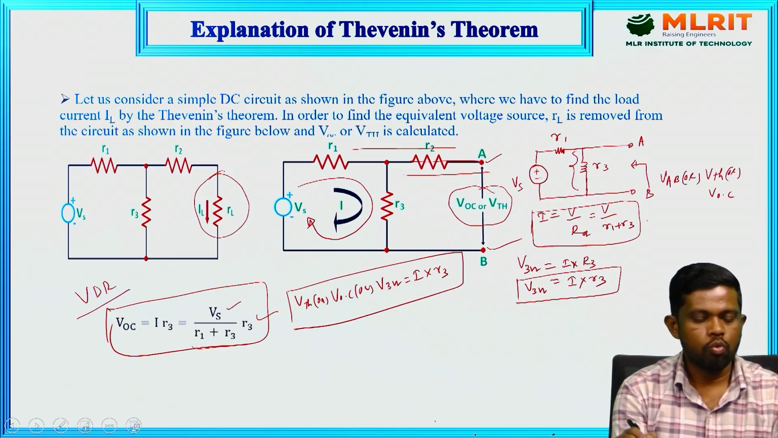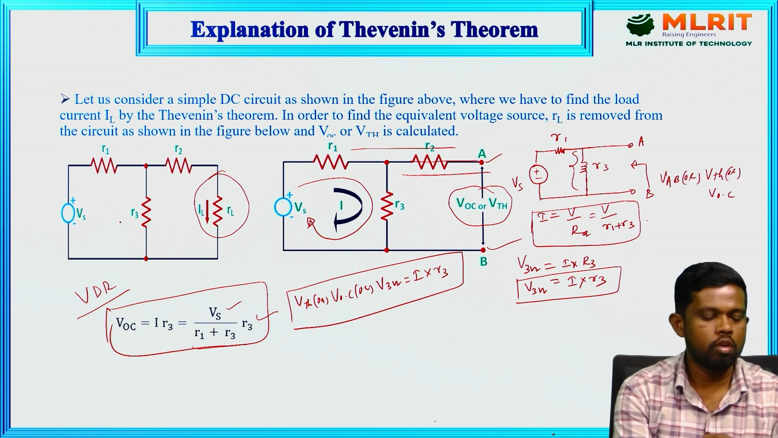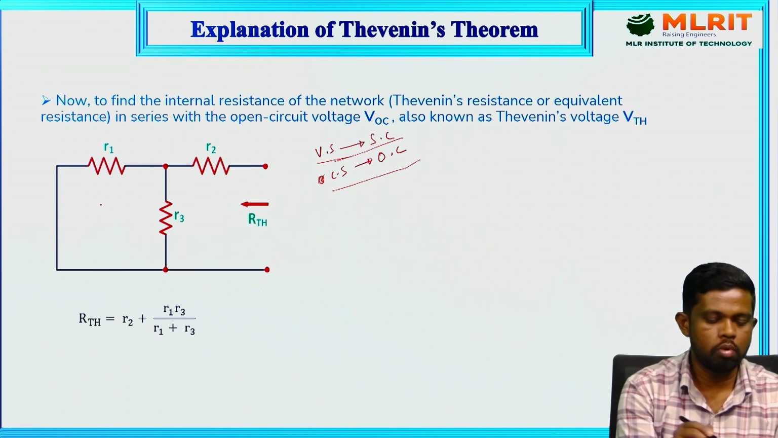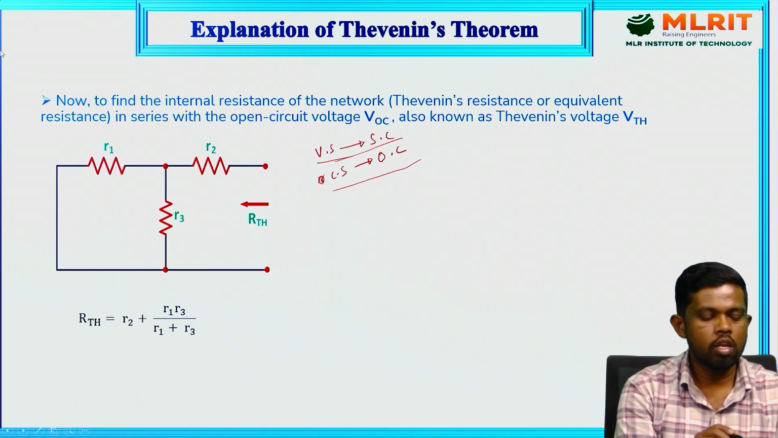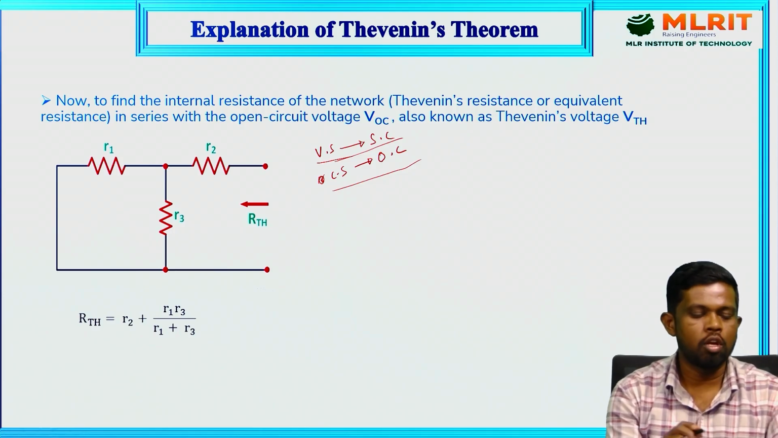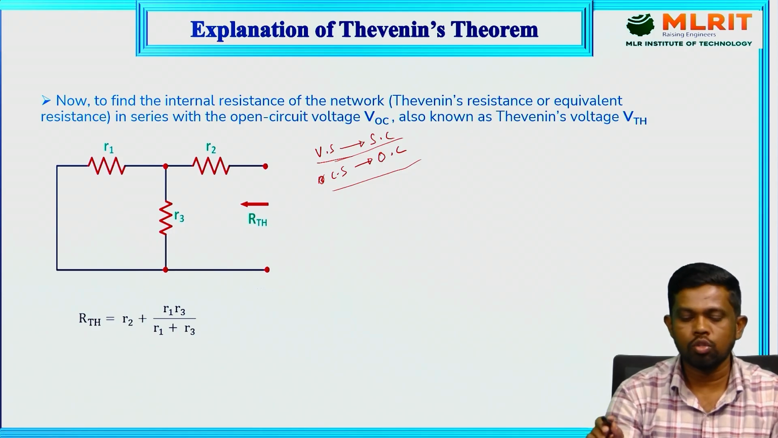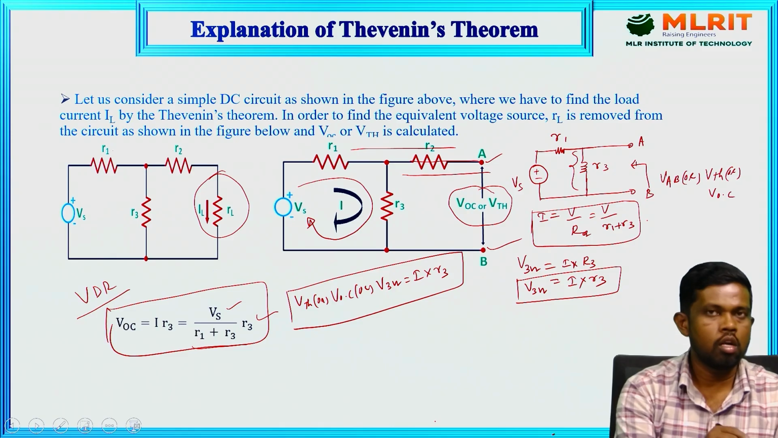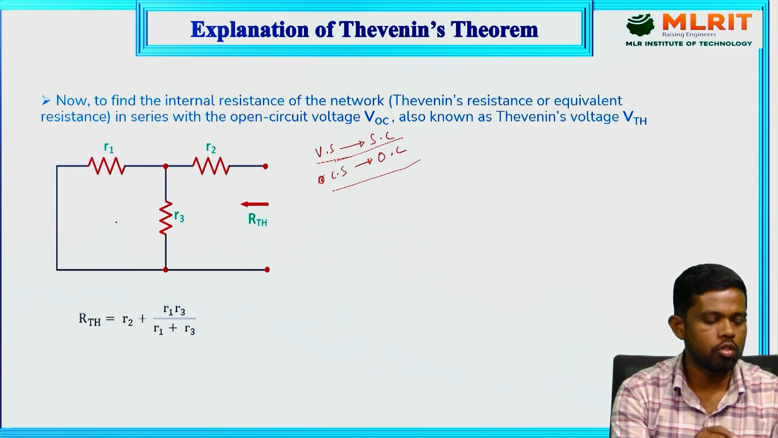Here in the network, there is a voltage source present. That's why we can simply replace it; the corresponding source should be a short circuit path. Actually, we need to replace that kind of source with its internal resistance. But here there is no internal resistance for this source, so we can simply replace it with a short circuit path.